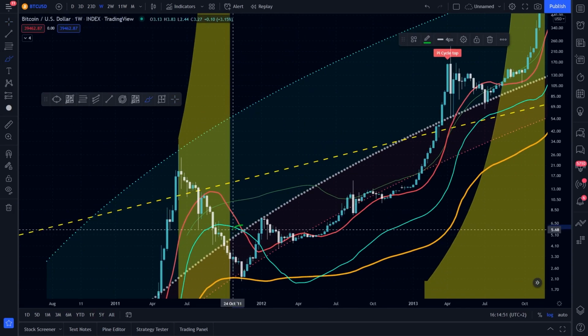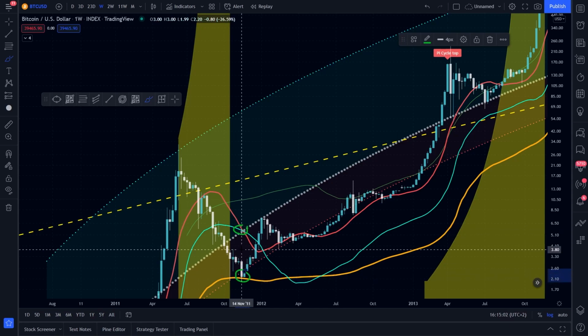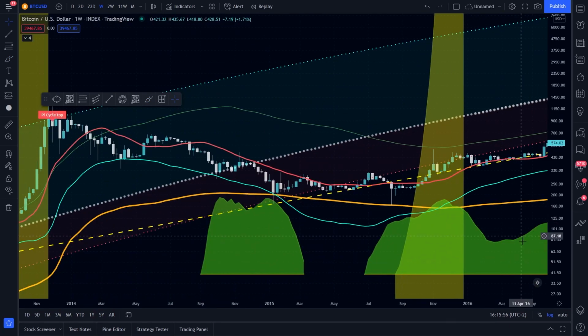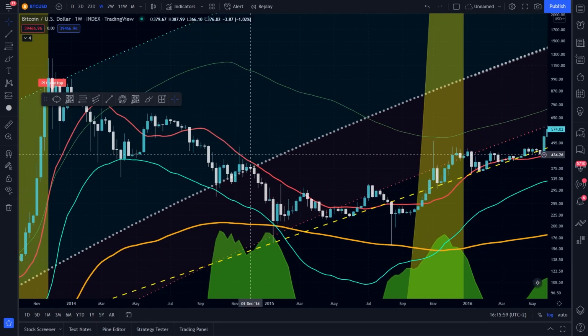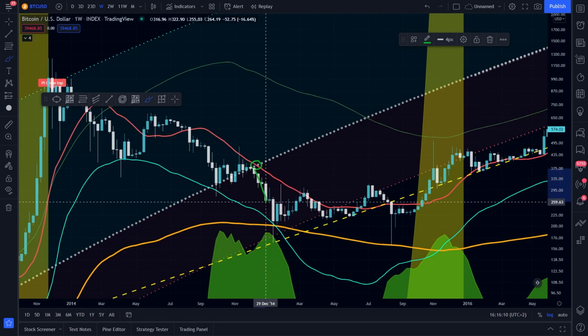The first time was here. As you can see, we had a cross between the red line and the white line, and it was a major bottom for Bitcoin at the same time. Then if we have a look at what happened for the second cross, when the red line crossed under the white line, it was just right here. Bitcoin went into a capitulation. So we crossed and Bitcoin went down to test the bottom line.